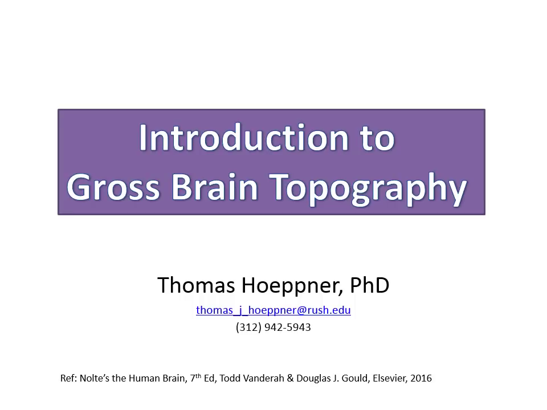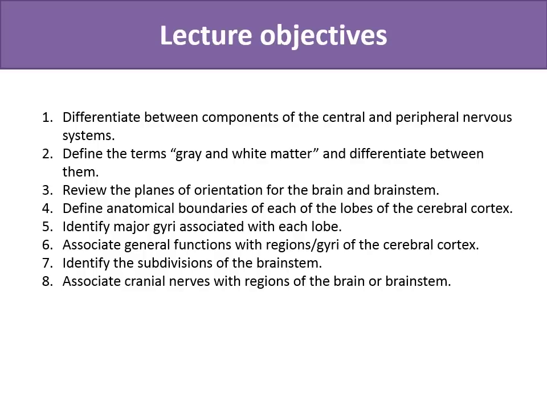Welcome to an introduction to gross brain topography. In this session, we'll differentiate between components of the central and peripheral nervous system, define the terms gray and white matter, and differentiate between them, review the planes of orientation for both the brain and the brainstem, define the anatomical boundaries of each of the lobes of the cerebral cortex, identify the major gyri associated with each lobe, and then associate general functions with each region or gyrus of the cerebral cortex.